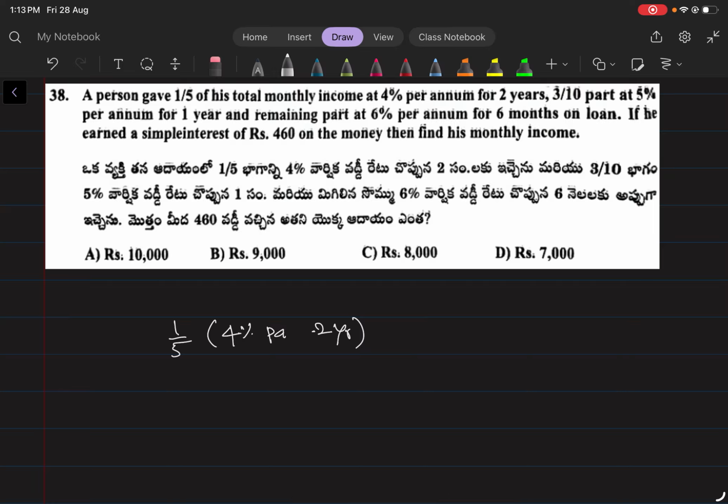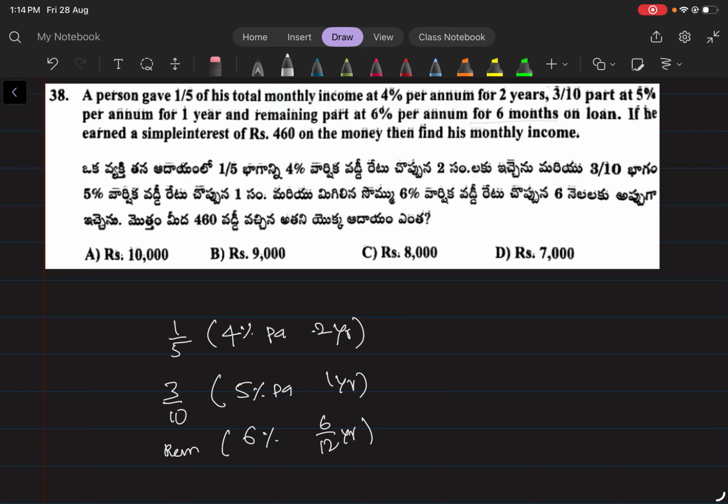And next, the 3/10 part at 5% per annum for 1 year. And the remaining part, we need to see, is at 6% per annum for 6 months. 6 months means 6/12 years, that is half a year, right? For half a year this much.